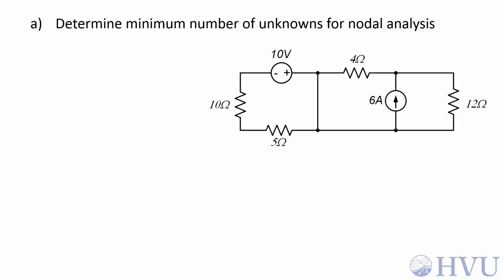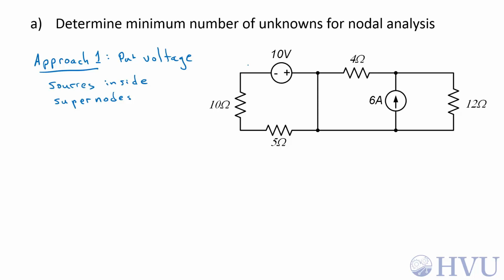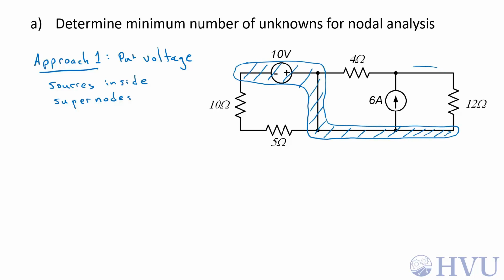To determine the minimum number of unknowns using nodal analysis, I have two approaches that I typically use. They actually boil down to the same thing, but they look superficially different. For the first approach, I identify supernodes. Supernodes contain the voltage sources. So I'm going to put the voltage sources inside of supernodes. If I do that for this case, I have a supernode that goes all the way around here. My other nodes are here and here.